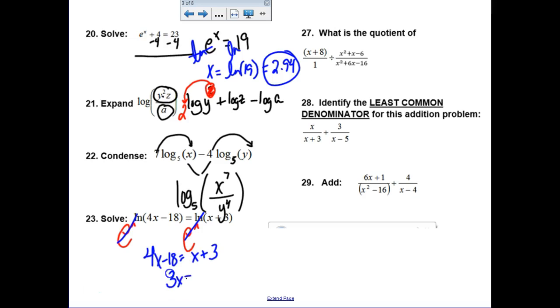So 3x equals 21 and x equals 7. That's a nice easy question. I like that.